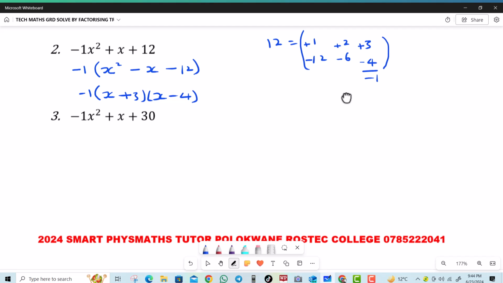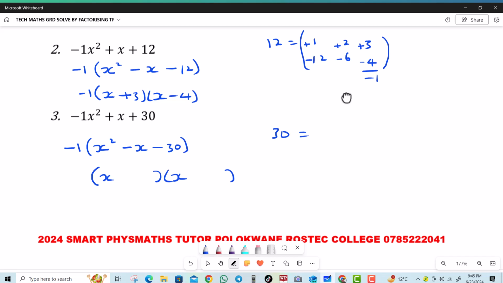Okay, another example which we have here, we have negative 1x squared plus x plus 30. So what we do, again take out negative 1, okay, negative 1 into, you're going to have what here, x squared minus x, then minus 30, okay, minus 30. Then from here now, because of the x squared again, you're going to have what? Two brackets again. You're going to have x here, and then also another x here, okay. Then now look at our 30. So which factors multiply to give us 30?